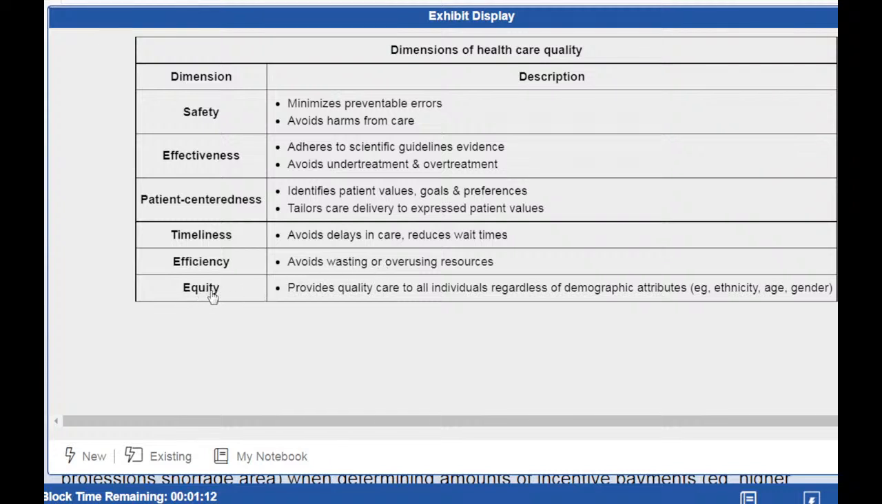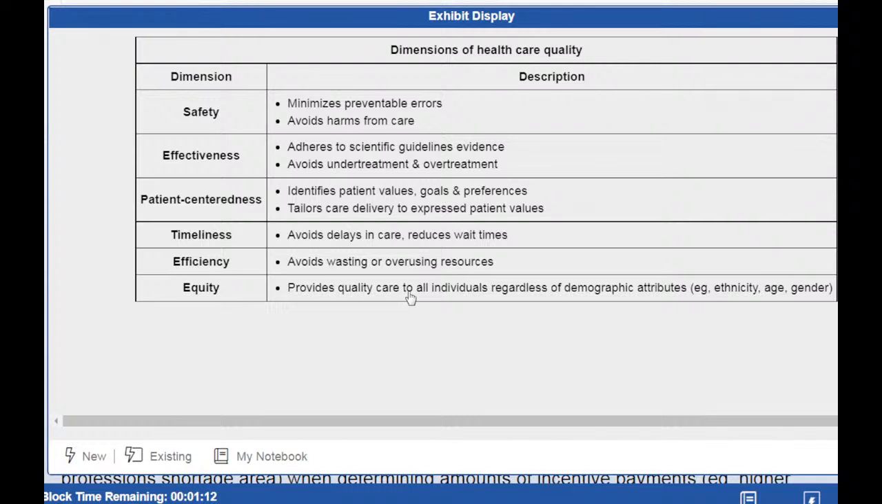Equality. Provide quality care to all individuals regardless of demographic attributes, for example ethnicity, age, or gender. To treat everybody the same. Equality. Even as a woman, as a man, or as a gay, or somebody of the LGBT community, you have to treat them with respect. They are all the same. For the doctors, they are all the same. It doesn't matter if you're from Africa, Europe, India, or China. That's the same. It's a patient.